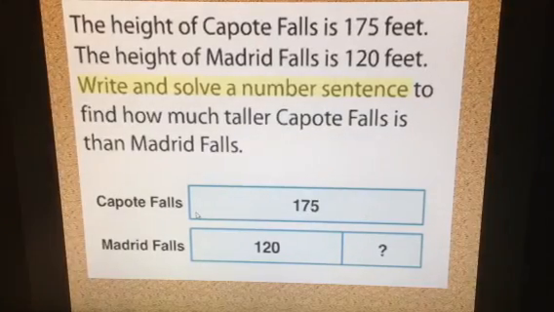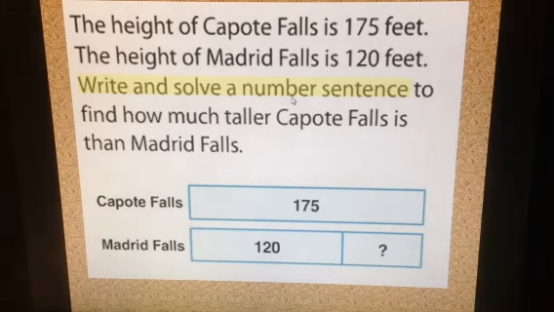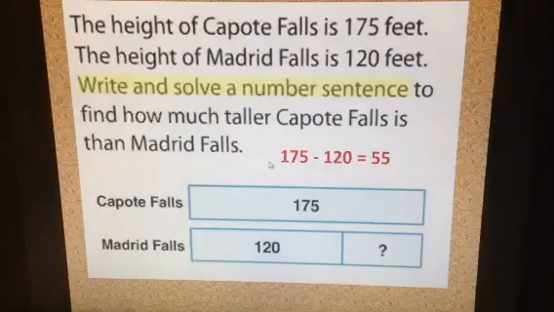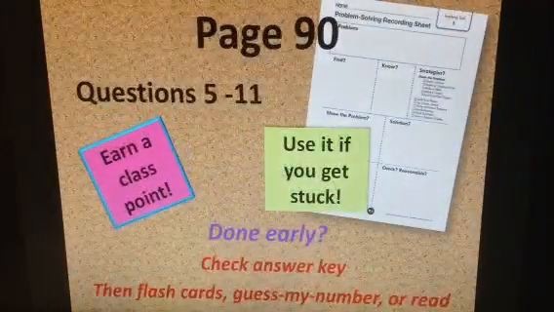This was another problem students did today, and I wanted to highlight the part that says write and solve a number sentence. To give a complete answer here, you need to include the numbers you're using in your subtraction problem. Here, 175 minus 120 has to be part of your answer. I solved it there for them. And that was it for today.